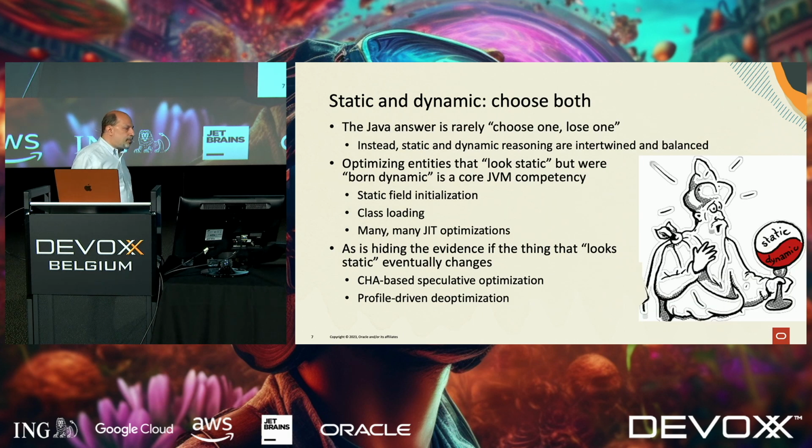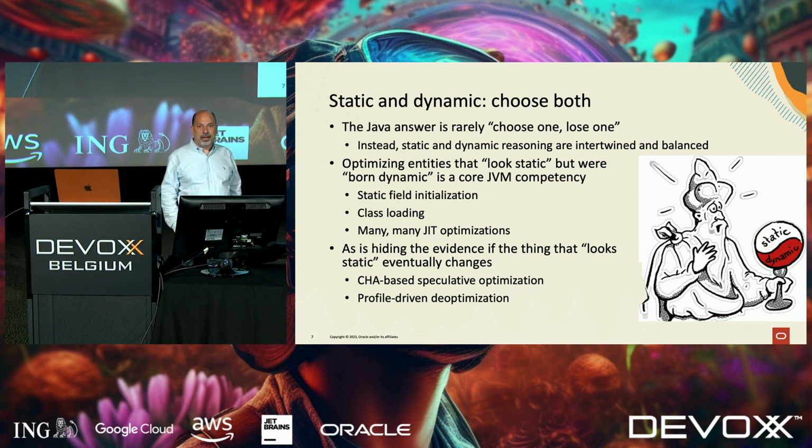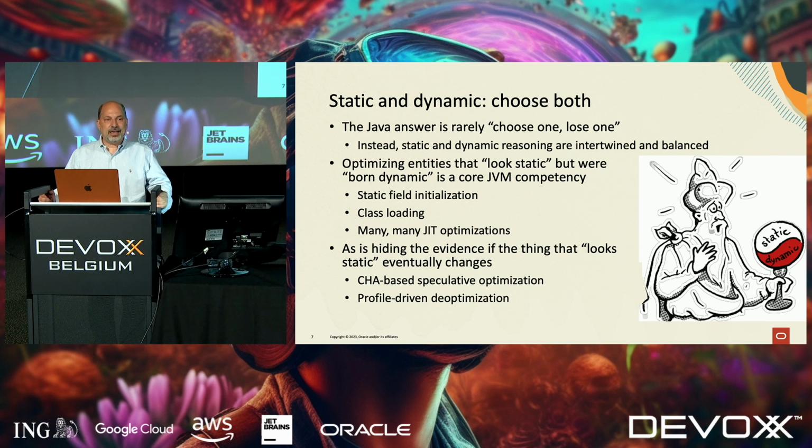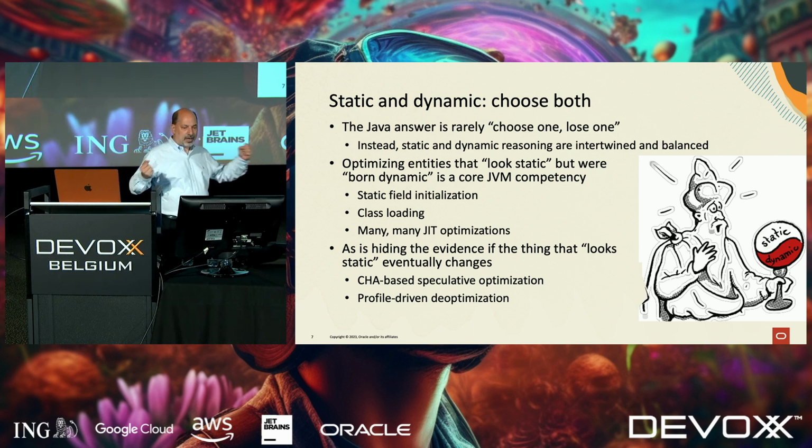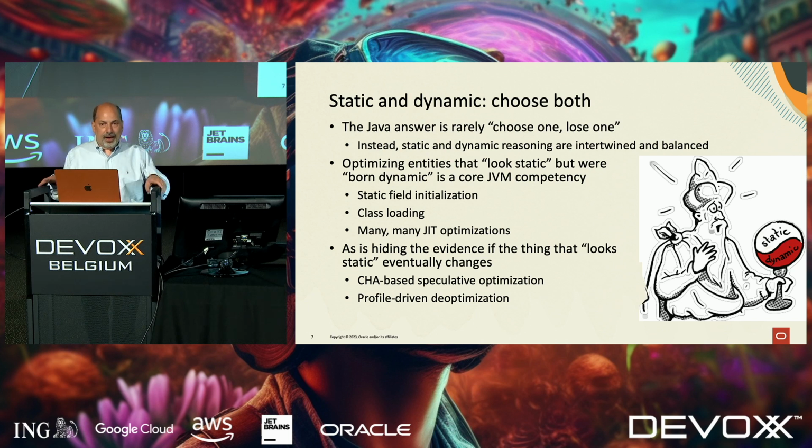And this is really part of the JVM philosophy, that there is this yin and yang of static versus dynamic that is not a contradiction, it's a strength. And rather than choosing static versus dynamic, the Java answer is almost always both, please. And so we consider it a core JVM competency to optimize calculations that may look static for a certain period of time, even though they were dynamic in an earlier phase.